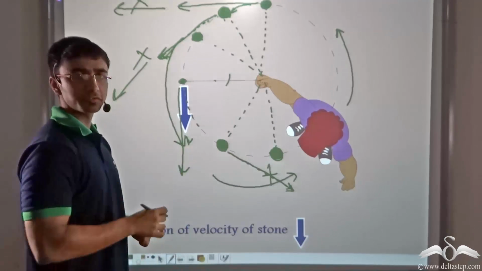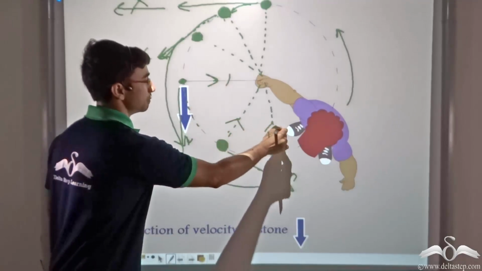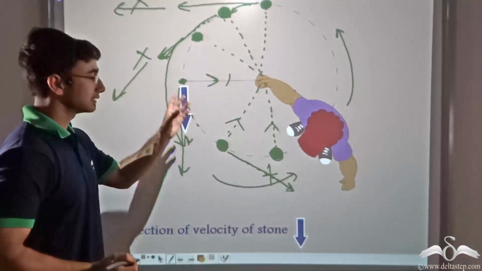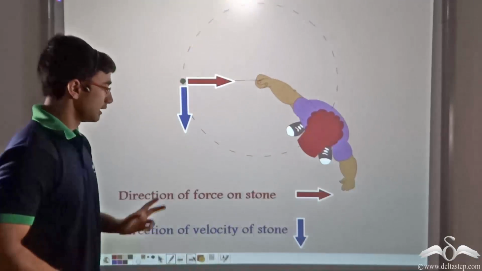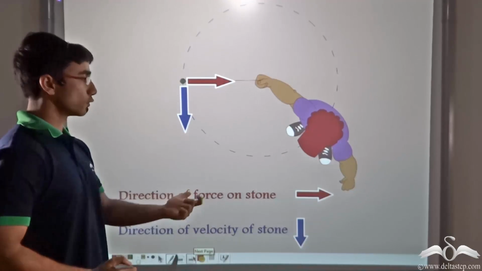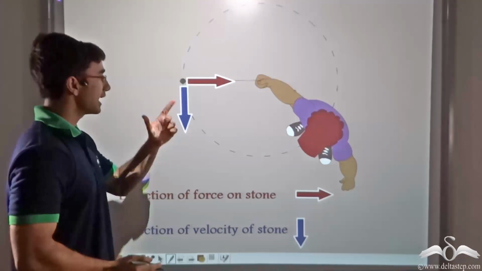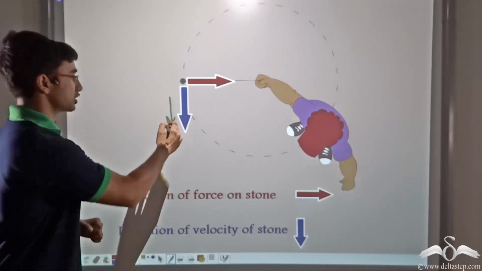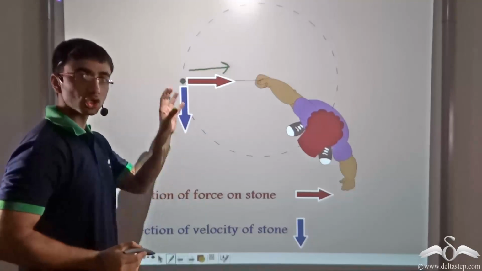So there has to be a force which acts along the string, because it is because of the string that the stone is rotating in the circular path. Thus we can say that the direction of force on the stone is acting along the string. So as you can see, this is the direction of velocity, this is the direction of force on the stone.